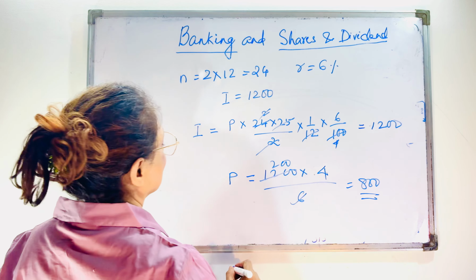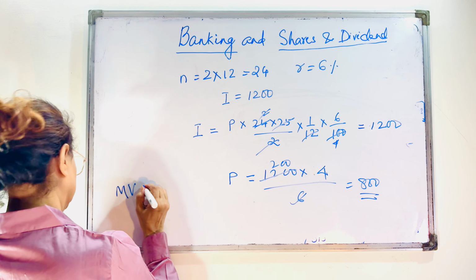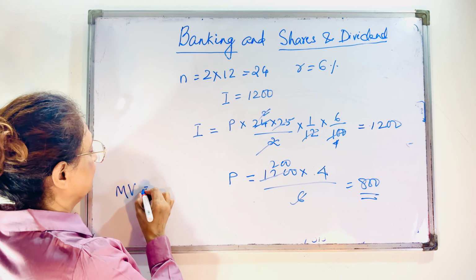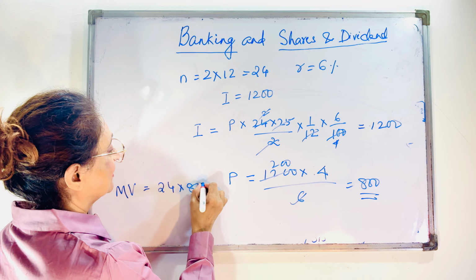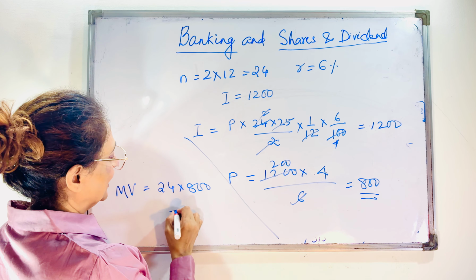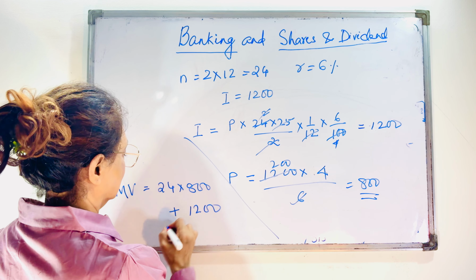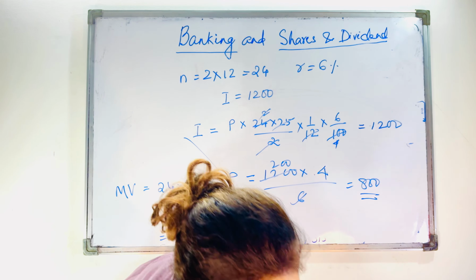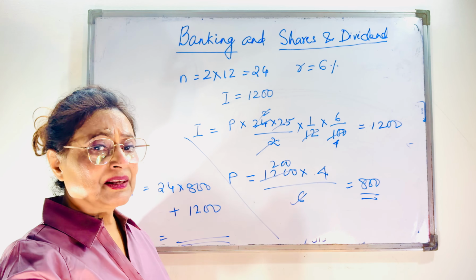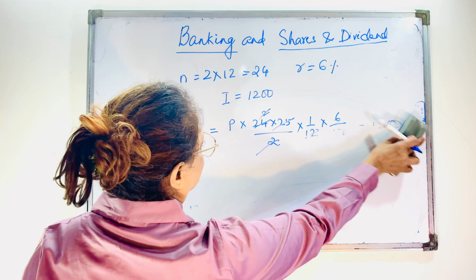This is the recurring principal. Maturity value will be how much? Maturity will be N times 24 times P, right? Plus interest. Interest is how much? 1200. Okay, this will give you maturity value. So not much. Try to do these questions correctly. Easy chapter. You should score in this.